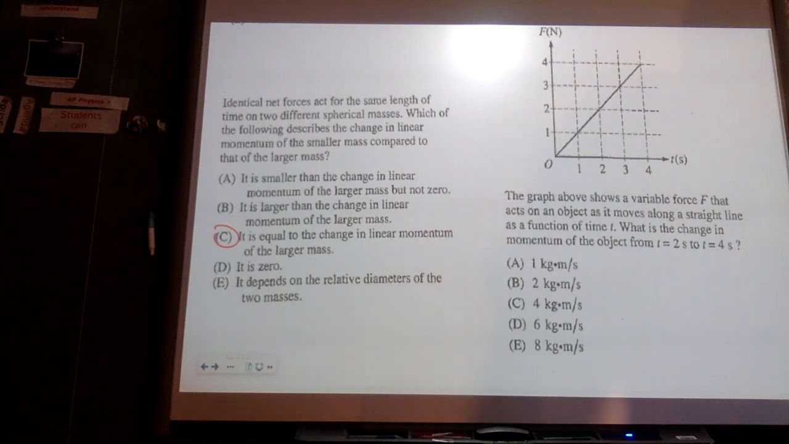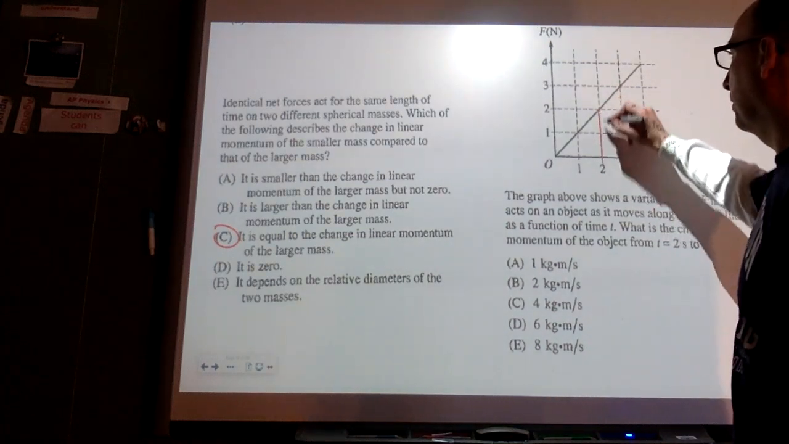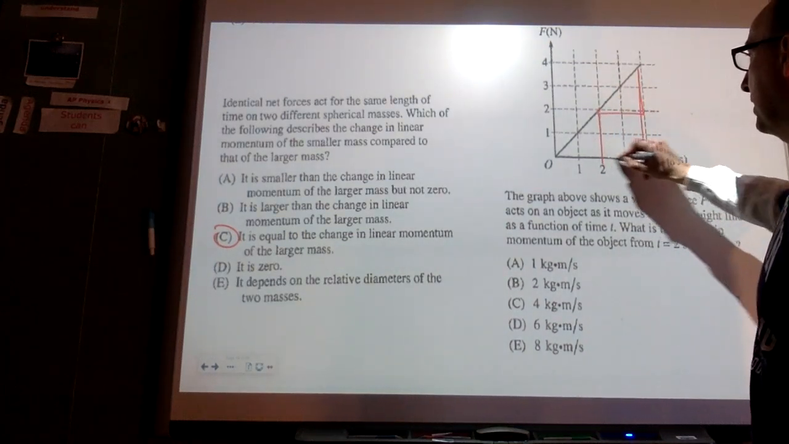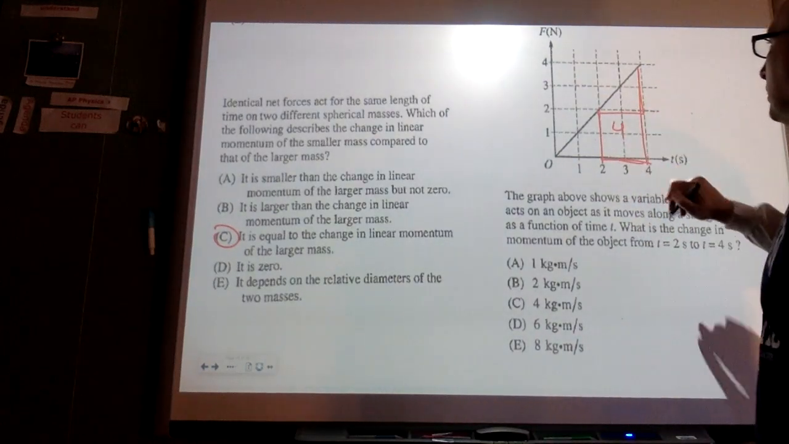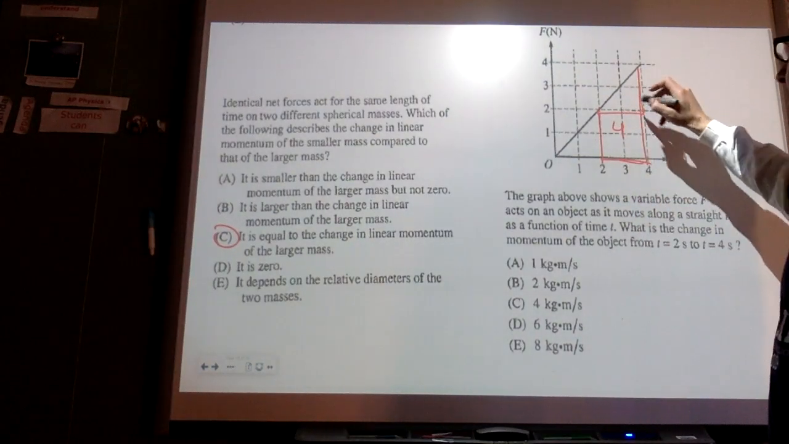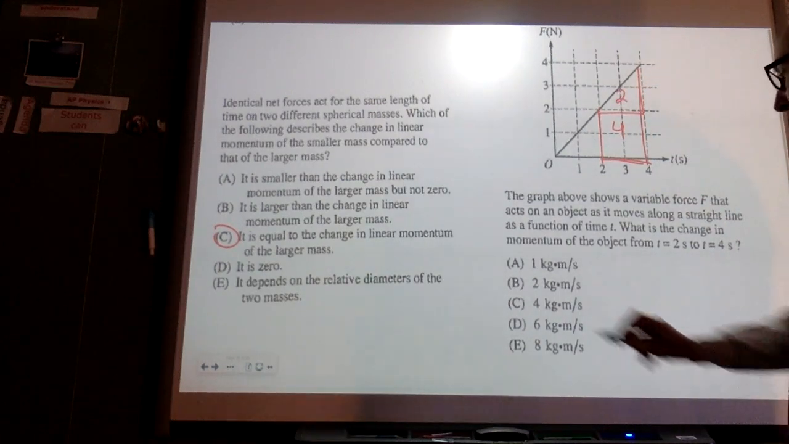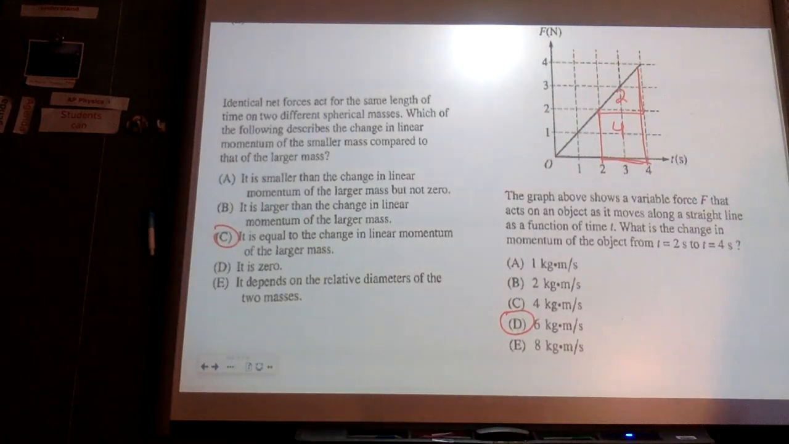The graph above shows a variable force F that acts on an object as it moves along a straight line as a function of time. What is the change in momentum of the object from t equals 2 seconds to t equals 4 seconds? So this would be the area underneath here. And so we have a 2 times 2, we have a 4. And then a 2 times 2 divided by 2 is a 2. And so it should be a change of 6.